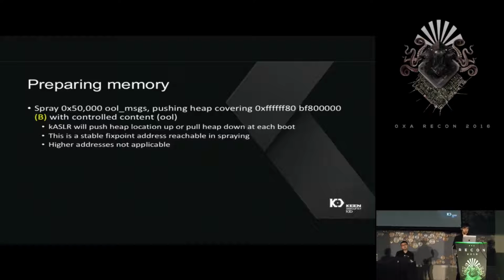And why do we choose this address? Why don't we choose an address starting with CF, with C, or starting with 3 or 4? Because KASLR will push the heap location up or down at each boot, and it's determined by a heap slide. But in our observation, this address BF is 0, it is a stable fixed point address, reachable in spray, and some higher addresses like those starting with C are not applicable because they are too high.